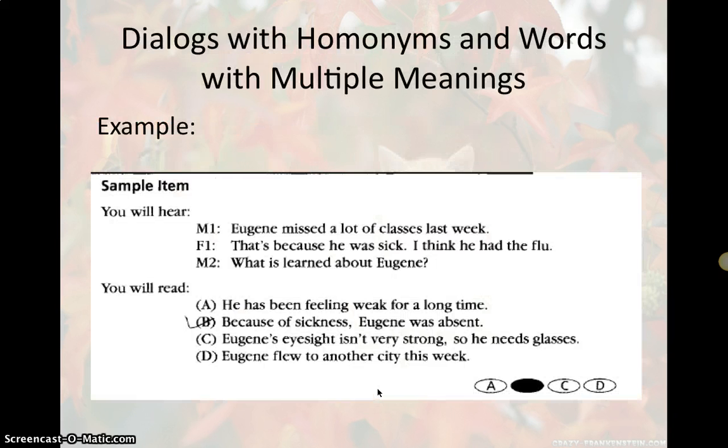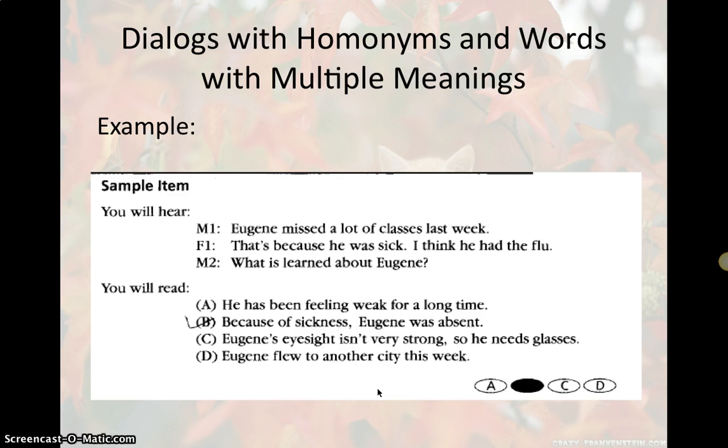So let's take a look at an example. Why don't you pause the video for a second and just read the short dialogue and look at the answer choices. As you may have noticed, the dialogue contains the word week, meaning a 7-day period. The choices A and C refer to a homonym of that word, weak, okay, which means not strong.